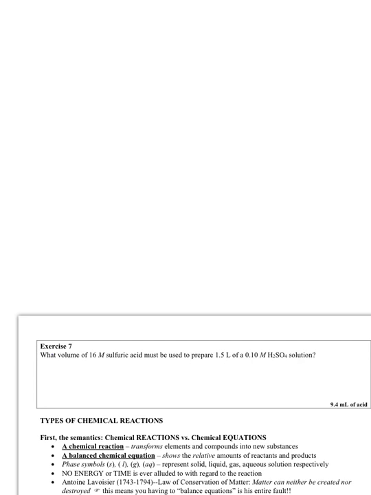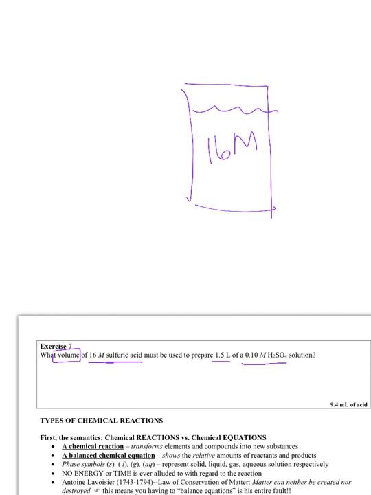What volume of 16 molar sulfuric acid must be used to prepare 1.5 liters of 0.1 molar sulfuric acid? So here's what I have. I have a container. I'm just going to pretend like it's a beaker here. It has 16 molar sulfuric acid. Talk about super concentrated. What I want to do is create 1.5 liters. So I want another container. Here's another container. It's my volumetric flask. Super great artist, I know.